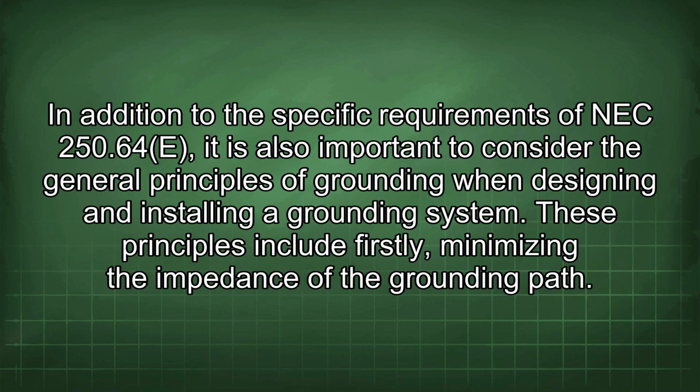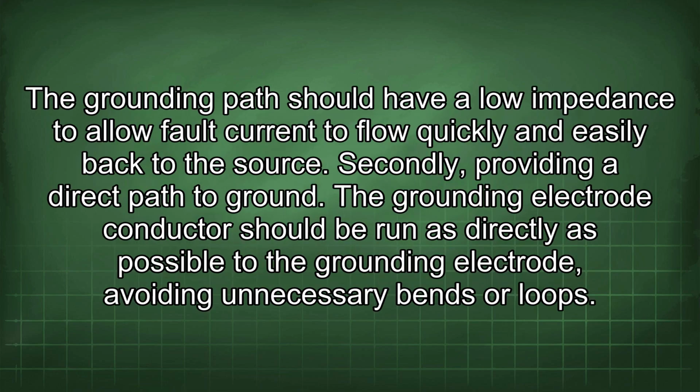In addition to the specific requirements of NEC 250.64(E), it is also important to consider the general principles of grounding when designing and installing a grounding system. These principles include, firstly, minimizing the impedance of the grounding path. The grounding path should have a low impedance to allow fault current to flow quickly and easily back to the source. Secondly, providing a direct path to ground. The grounding electrode conductor should be run as directly as possible to the grounding electrode, avoiding unnecessary bends or loops.